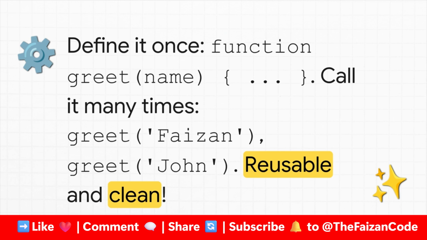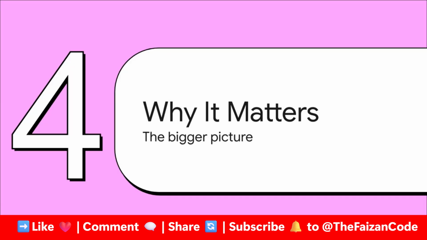Then look below that. We call it many times. By just writing greet and passing in a name, we're telling that whole block of code to run again. See how clean that is? This is what makes it so powerful. So we've seen what a function is, and we've seen how to write one. But why does this one concept matter so much? Let's zoom out and look at the bigger picture.